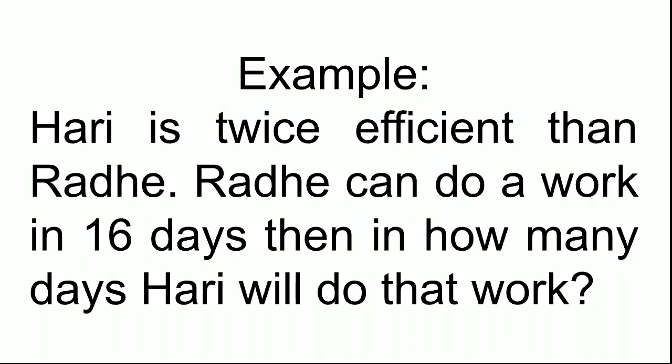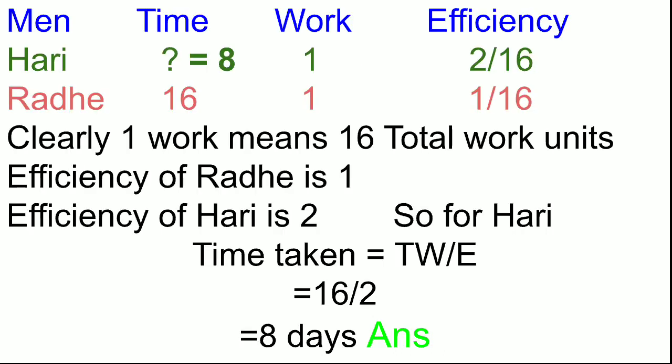Let us take an example. Hari is twice efficient than Radhe. Radhe can do a work in 16 days. Then in how many days Hari will do that work? Let us see the solution. Men means Hari and Radhe. Time taken by Radhe 16 days. Work 1 work. So efficiency of Radhe is 1/16. And Hari takes double time of Radhe. So efficiency of Hari becomes automatically 2/16.